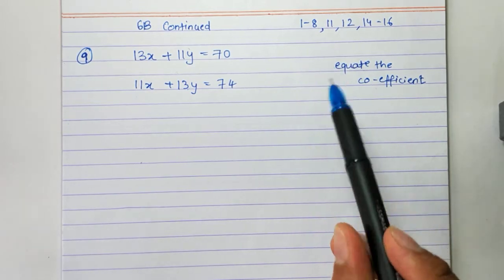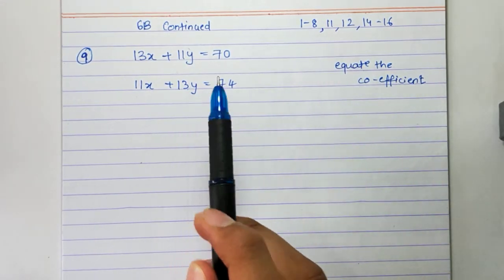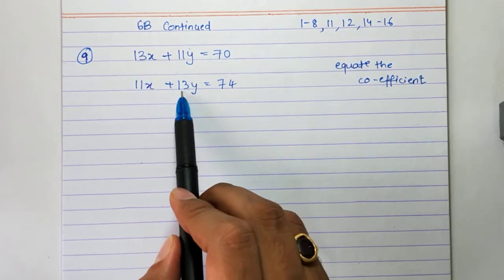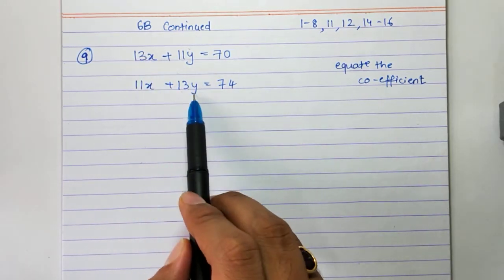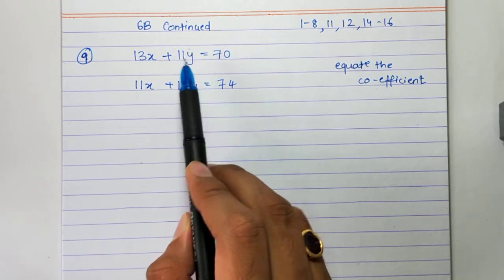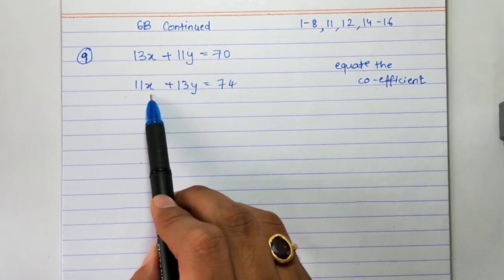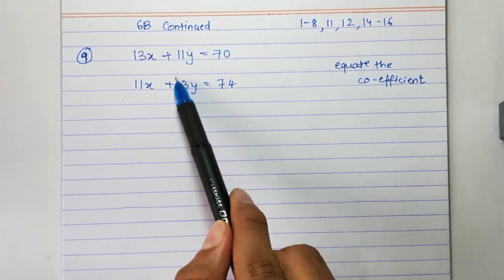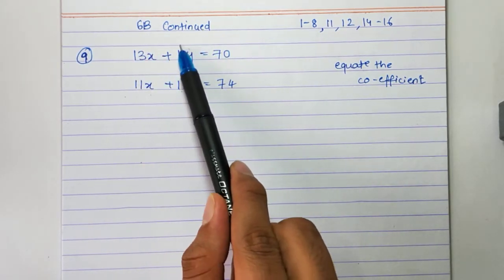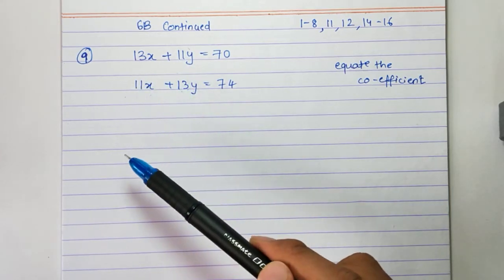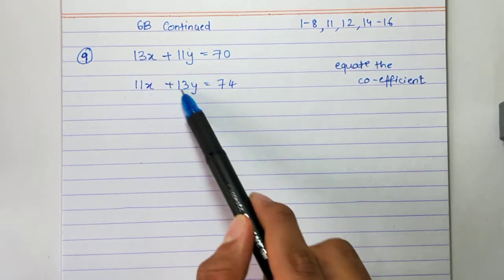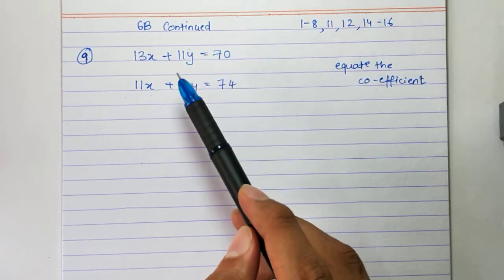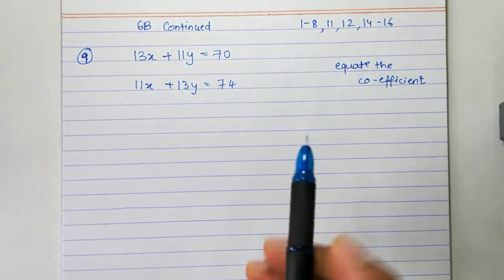To avoid that, there is a trick. Whenever you have a question like this, where the coefficient of x in the first equation is the same as the coefficient of y in the second equation, and the coefficient of y in the first equation is the same as the coefficient of x in the second, then we can use a different approach.